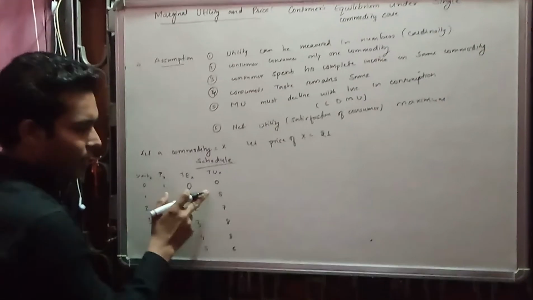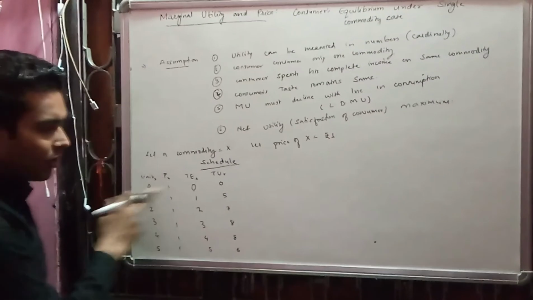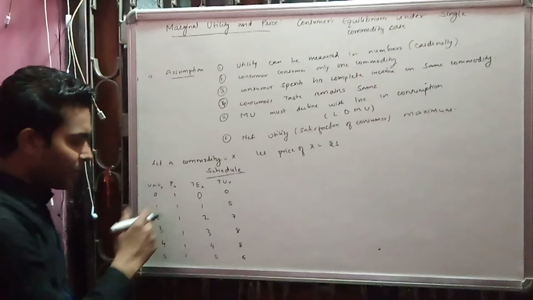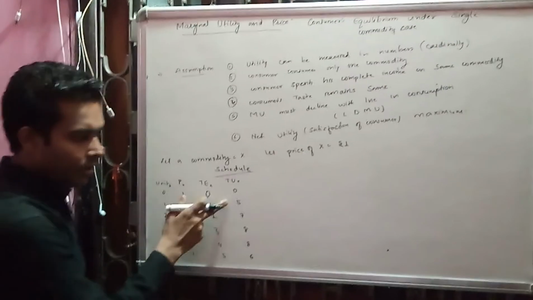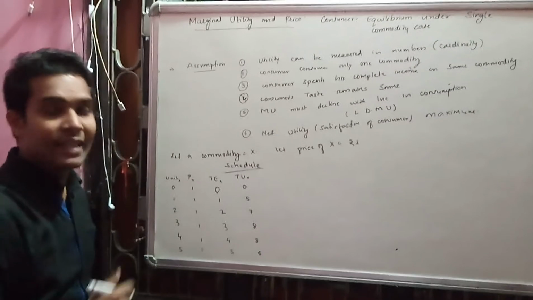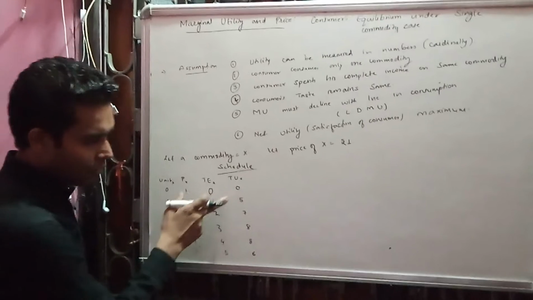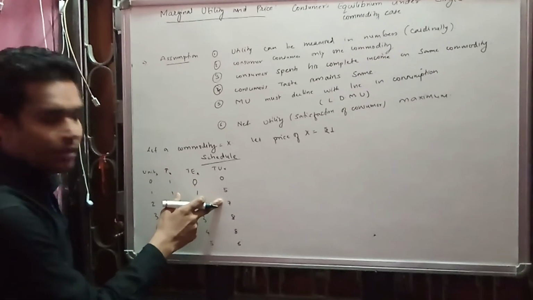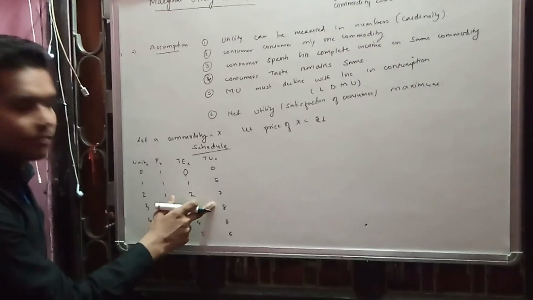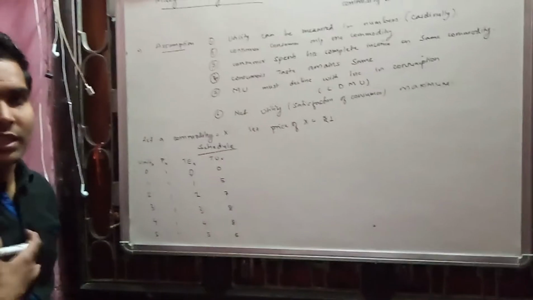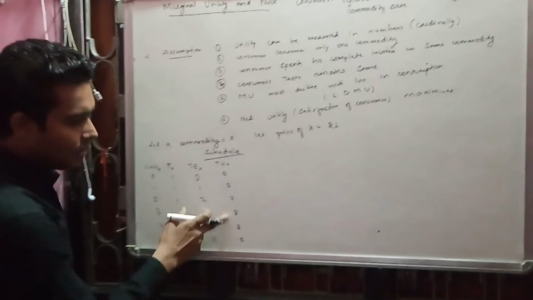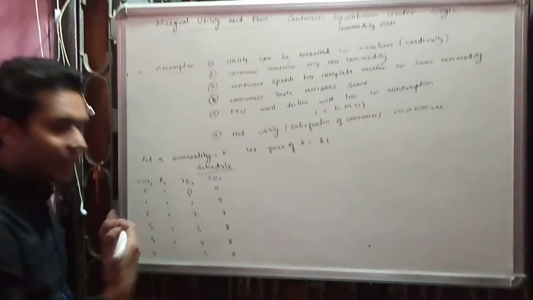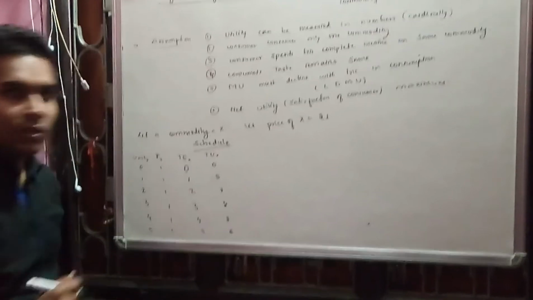Now, when I consume the first, I got maximum satisfaction. When I am consuming the second, my satisfaction increases at a decreasing level. So from 5 it becomes 7. Then 8. Here I am satisfied. My satisfaction is at saturation level. It remains the same. And still if I try to have more, it falls.